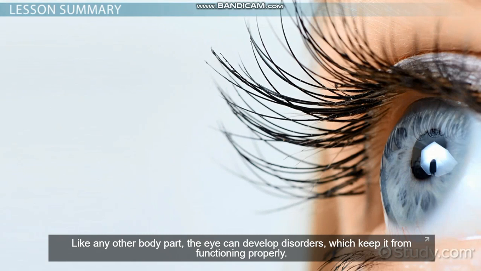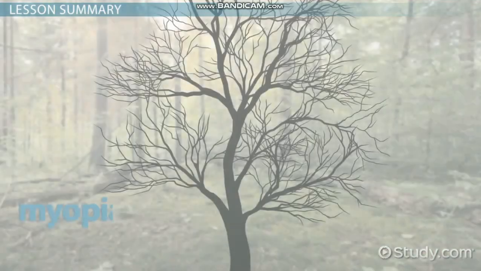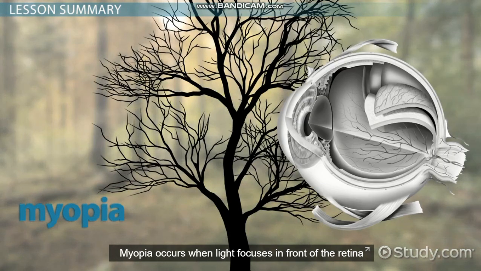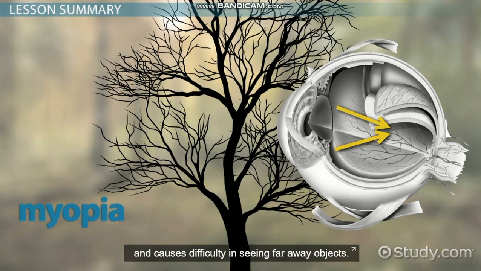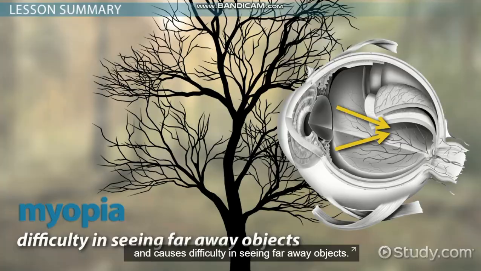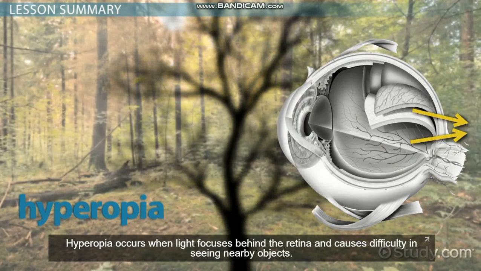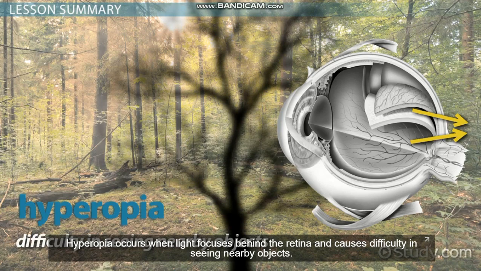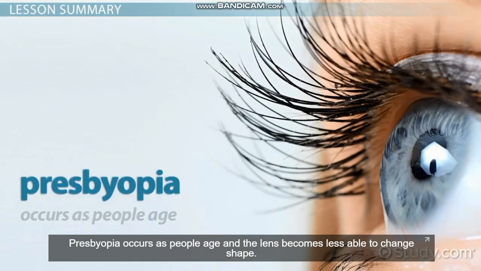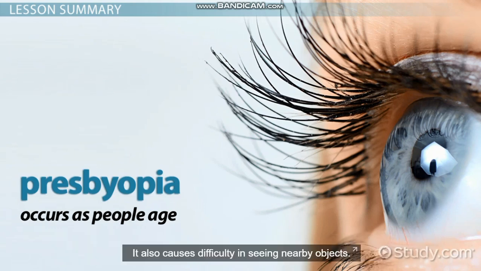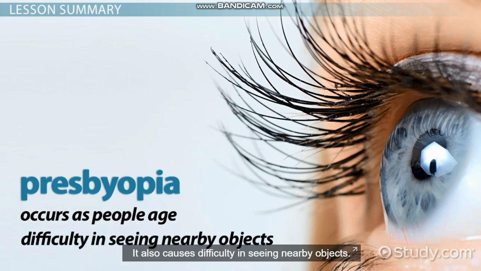Like any other body part, the eye can develop disorders which keep it from functioning properly. Myopia occurs when light focuses in front of the retina and causes difficulty in seeing faraway objects. Hyperopia occurs when light focuses behind the retina and causes difficulty in seeing nearby objects. Presbyopia occurs as people age and the lens becomes less able to change shape. It also causes difficulty in seeing nearby objects.